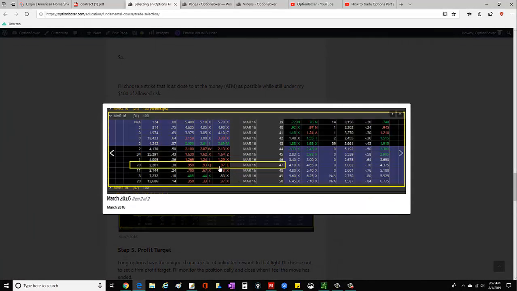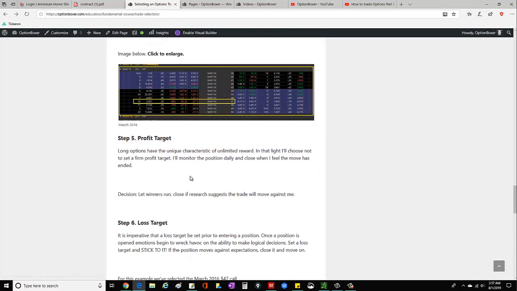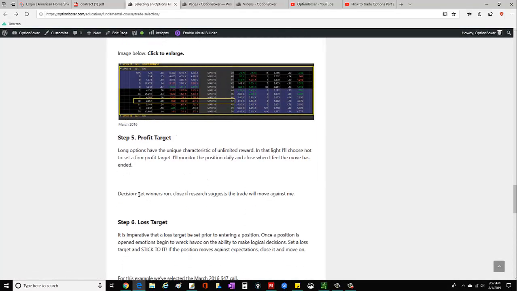I'll pull it up so we can see it a little better. You can see for 97 cents, I'm going to buy the March 16 47 call option. So my profit target in this case, I decided to let my winner run, so I'll close if research suggests the trade will move against me.